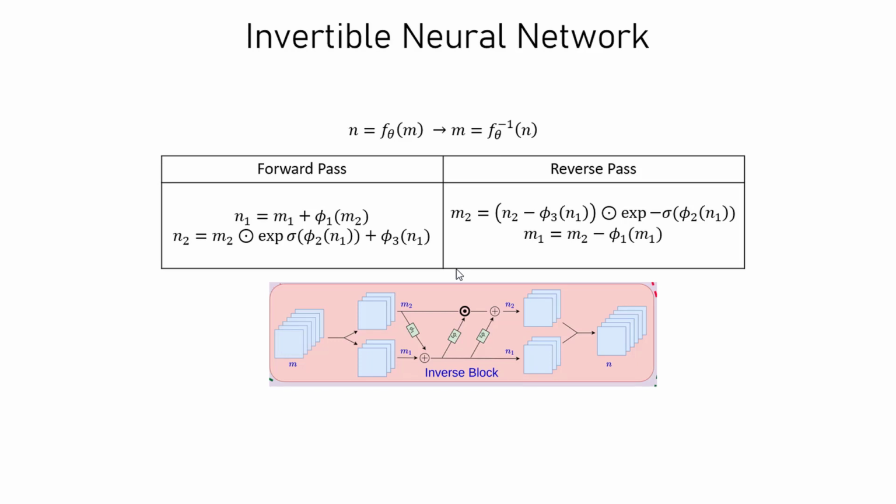This is the formulation of our invertible layer. The input image is first split into two groups using channel-wise splitting. Then the output feature maps N1 and N2 are formed as shown in the slide. And during the reverse mapping, the input is reconstructed back from the N1 and N2 as shown in the slide.